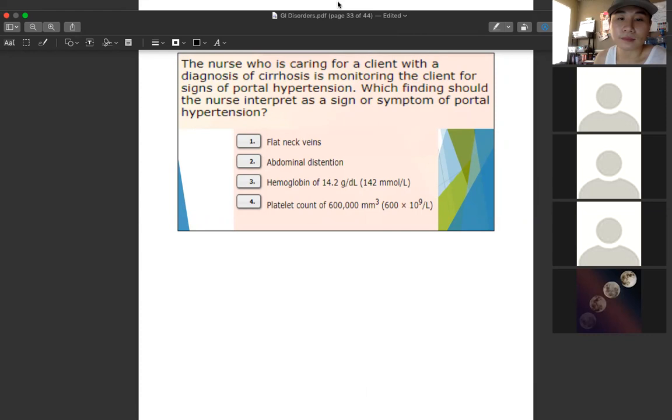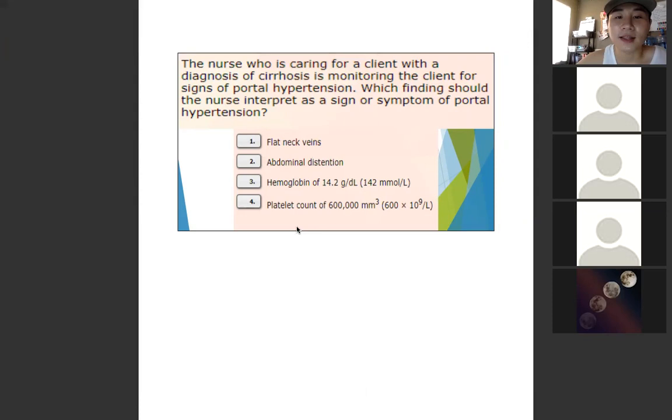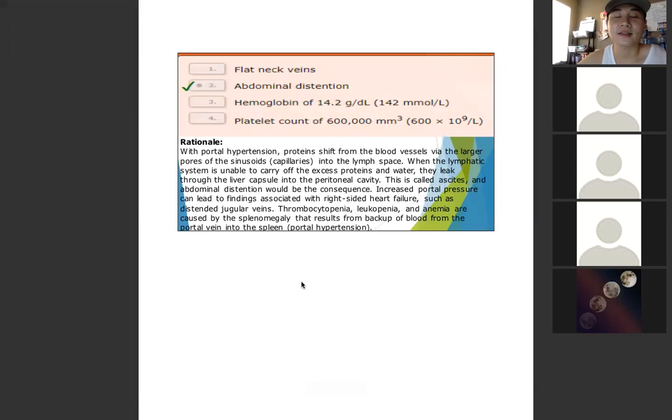I have one B. Awesome, I have two Bs. All right, let's see what the answer is. Correct, guys. So the answer is abdominal distension.